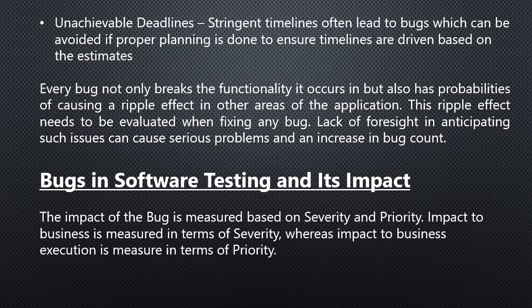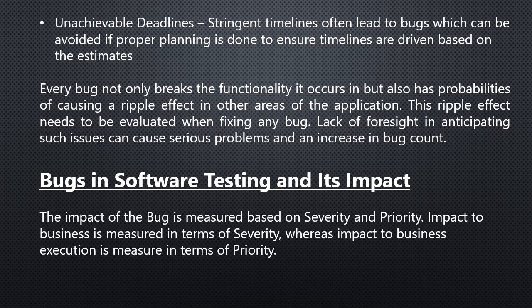Every bug not only breaks the functionality it occurs in but also has a probability of causing a ripple effect in other areas of the application. This ripple effect needs to be evaluated when fixing any bug. Lack of foresight in anticipating such issues can cause serious problems and an increase in bug count.